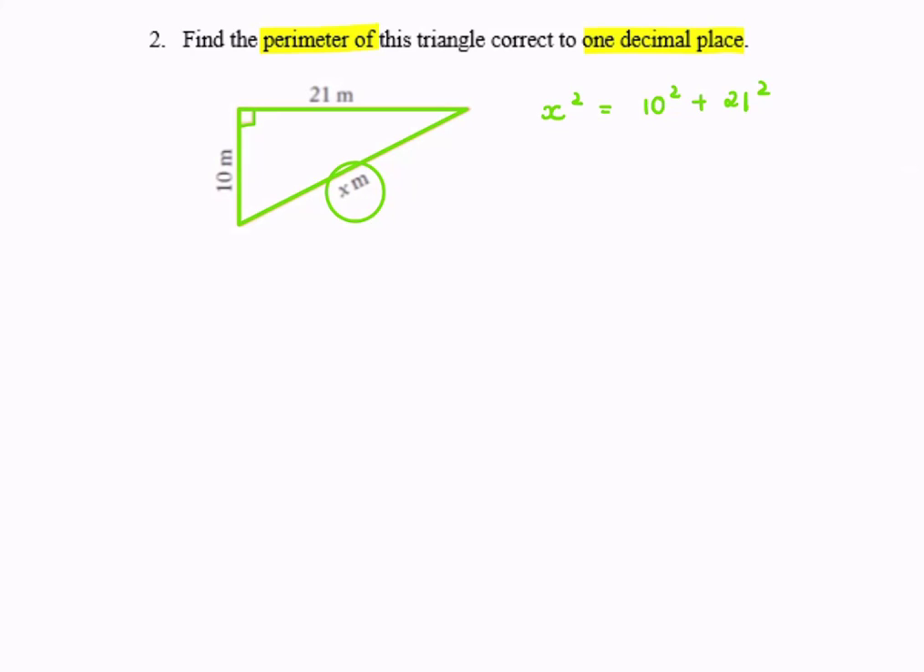So using Pythagoras, I'm going to use my calculator, and I'm going to do 10 squared plus 21 squared, and that's going to give me 541. Now I want x by itself, so I'm going to take the square root of 541. And you can pause the video and work this out yourself. And I'm going to round that to one decimal place, and that's going to give me 23.3 meters.